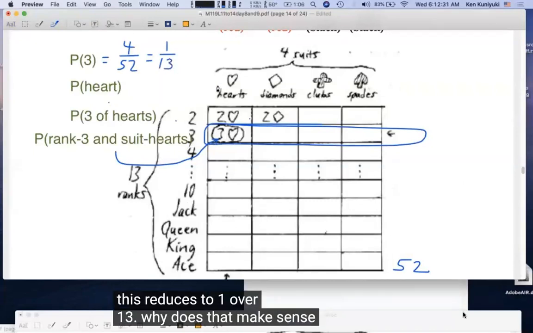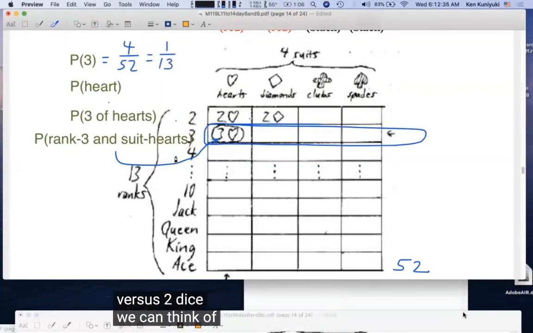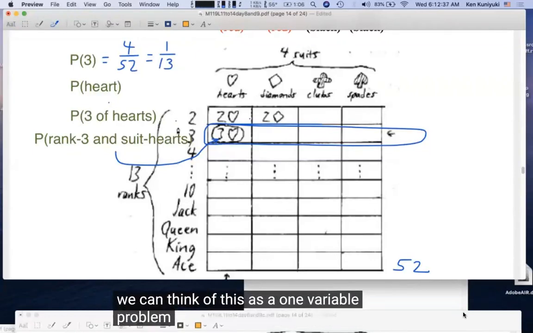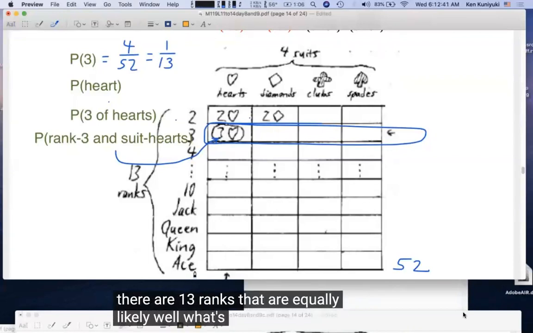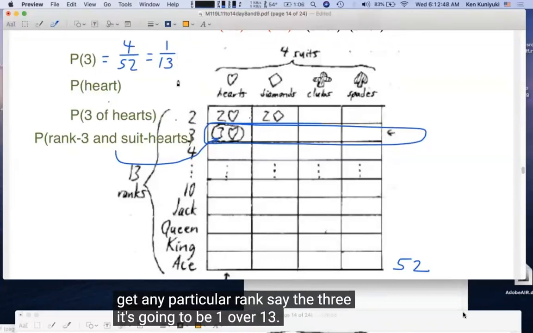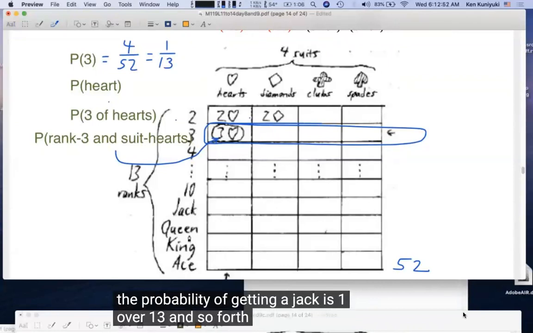Why does that make sense? It's kind of like the idea of 1 die versus 2 dice. We can think of this as a 1 variable problem. There are 13 ranks that are equally likely. Well, what's the probability you get any particular rank? Say the 3. It's going to be 1 over 13. The probability of getting a jack is 1 over 13, and so forth.